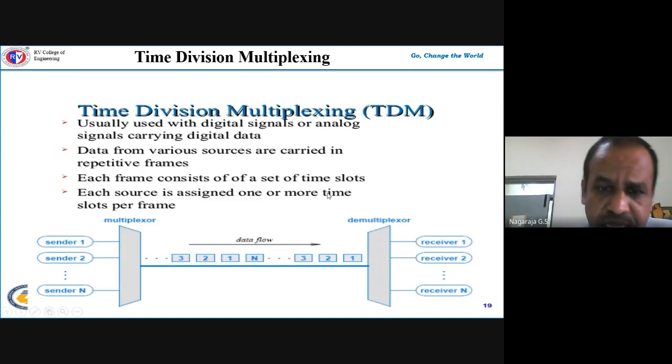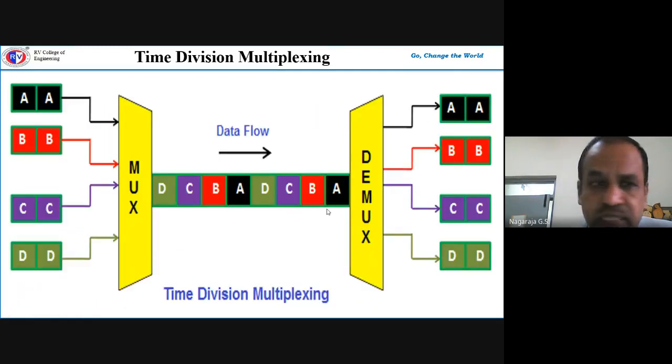Each source is assigned one or more time slots per frame. This is another illustration to talk about time division multiplexing. I think you can observe it.